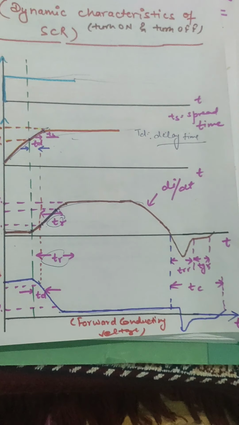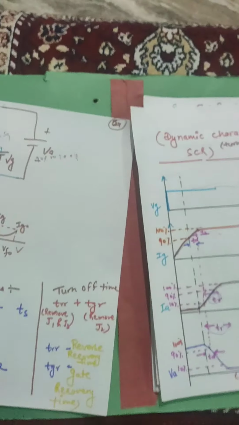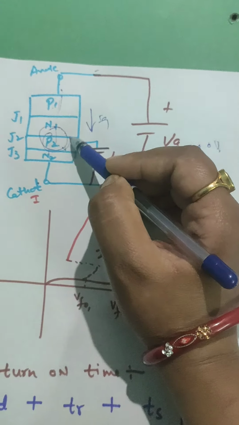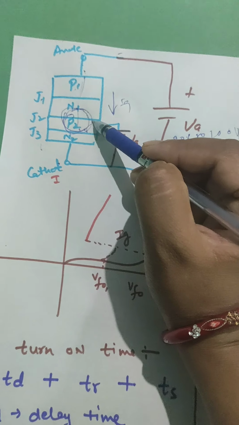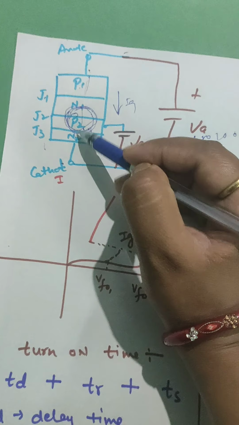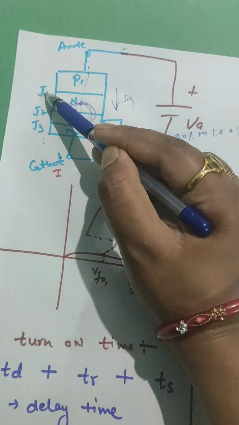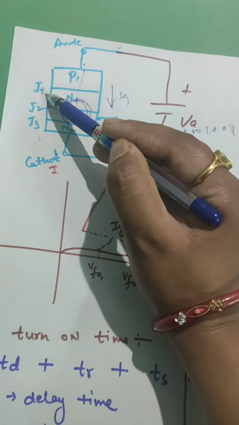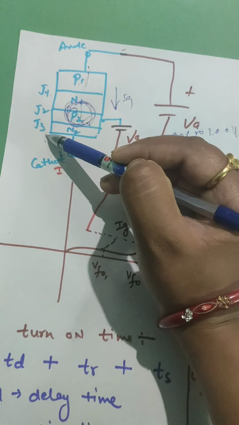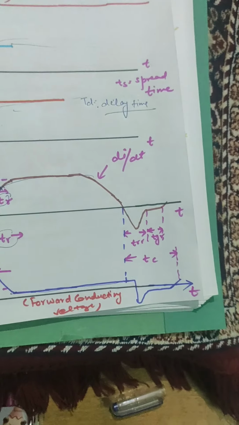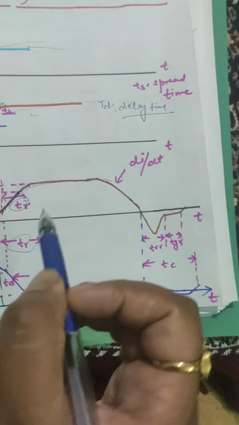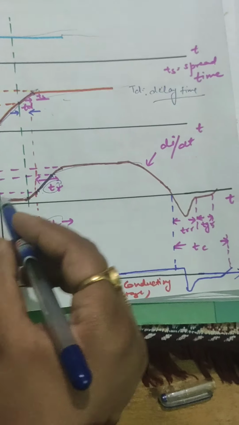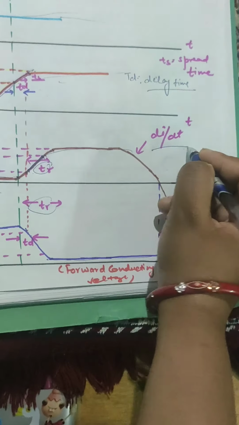So there are two times. First, due to charge carriers in J2, and due to charge carriers in J1 and J3. Okay, first of all, we have to remove the charge carriers in J2, junction 2, the gate terminal, and second, we have to remove charge carriers from the J1 and J3 junctions, the anode and cathode junctions. Okay, so first we should remove the gate voltage. So if we remove the gate voltage, anode current will decrease at the rate of di by dt.